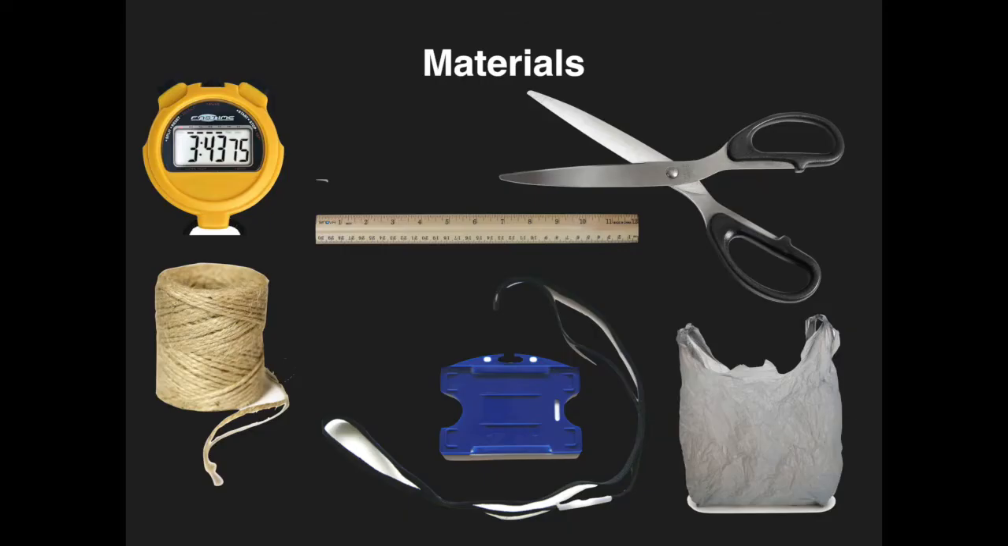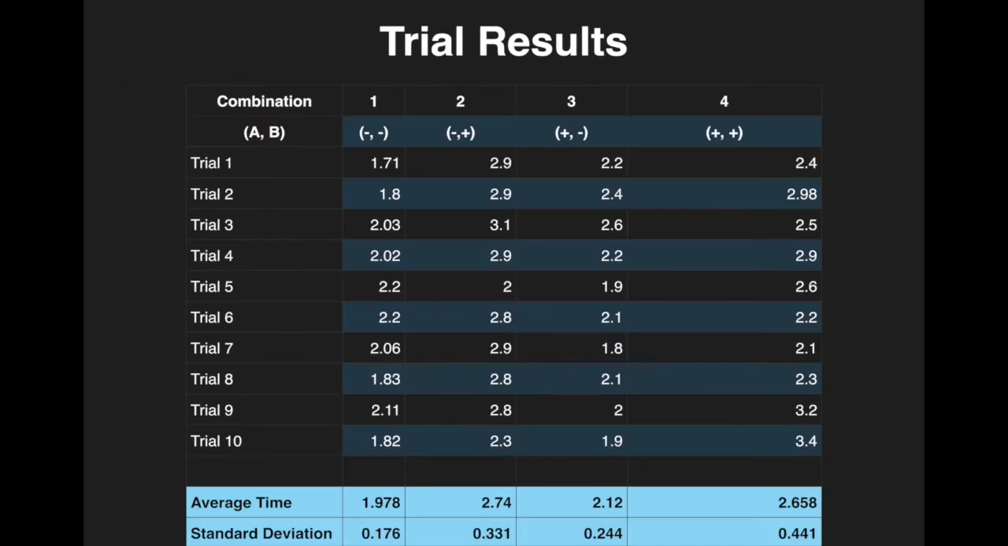Materials needed to perform the experiment included plastic bags, string, cat card holder, rulers, scissors, and a stopwatch. Testing the parachutes involved dropping each parachute from the second floor of Arbel dorm 10 times for each combination for a total of 40 drops. All the trials were recorded using a cell phone timer and recorded in a data table.